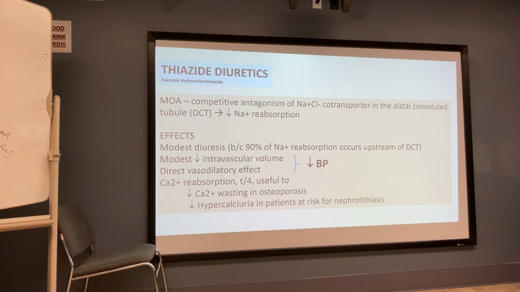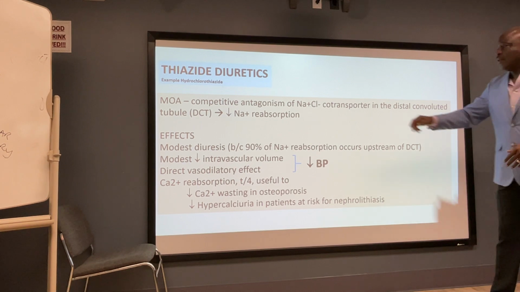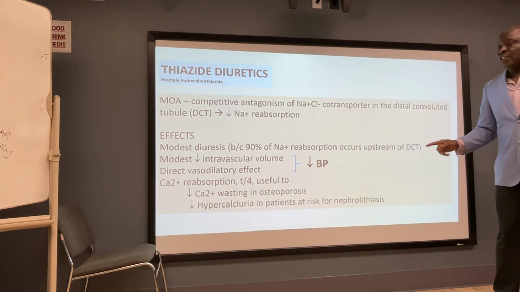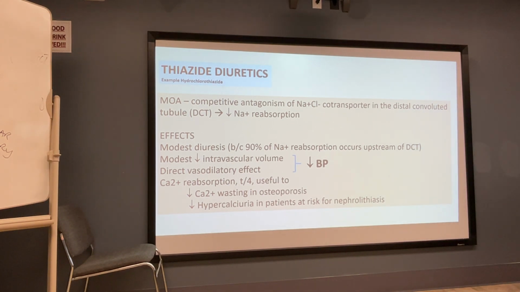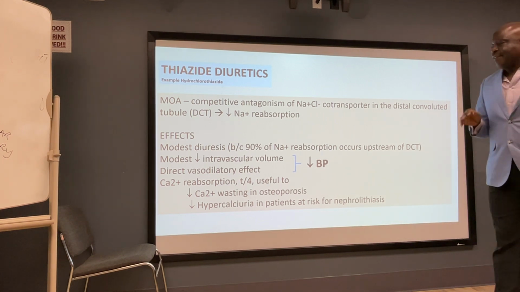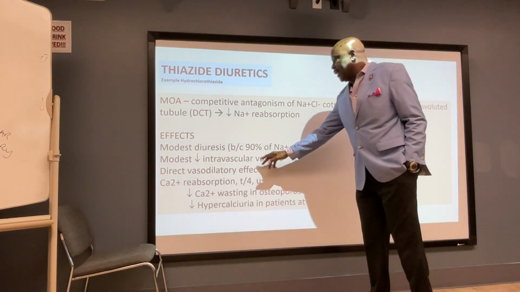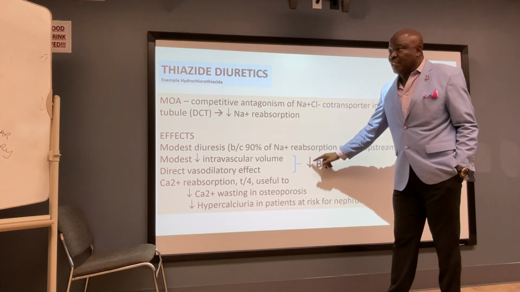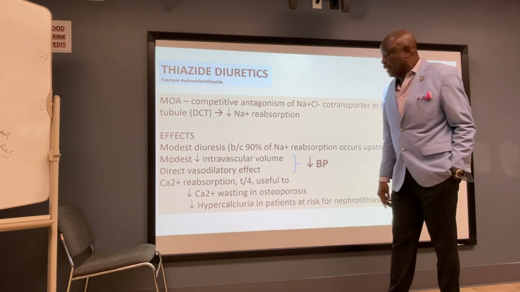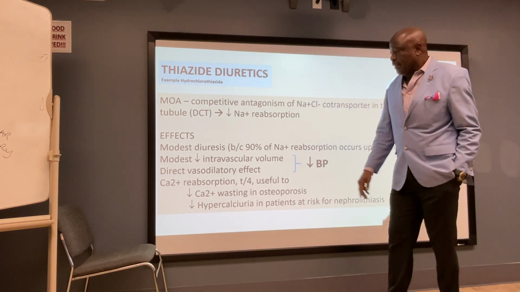So for the thiazide diuretics, what they do is competitively antagonize the sodium chloride co-transporter in the distal convoluted tubule. That's what was in the last slide. And what are the effects you get? The diuresis they produce is modest, and therefore they produce a modest reduction in intravascular volume. But they also have a direct vasodilator effect. Because of these two effects, they are able to reduce blood pressure. When I treat antihypertensives next semester, we will do this exact slide again. It will be a repetition.